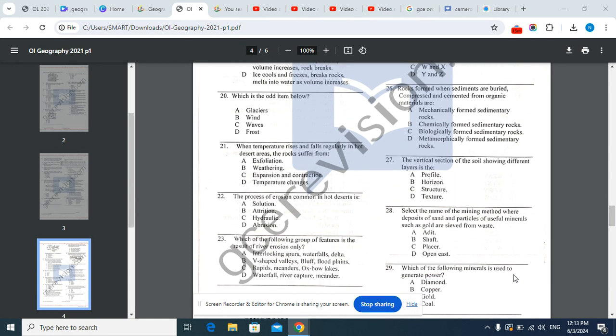Question 27. The vertical section of the soil showing different layers is there. The answer is A.